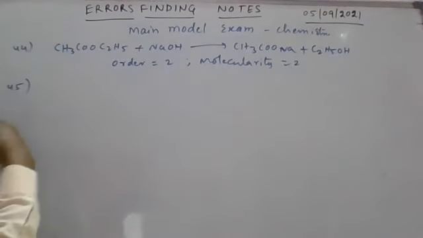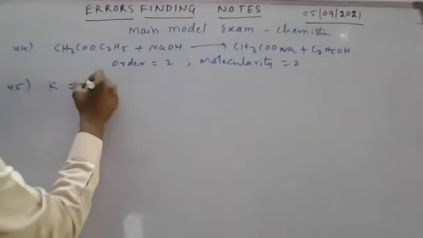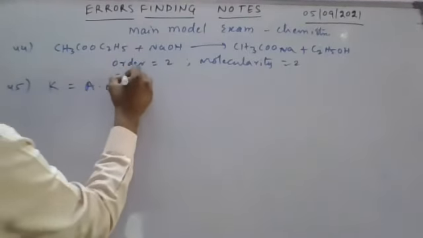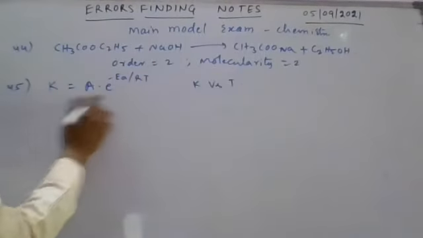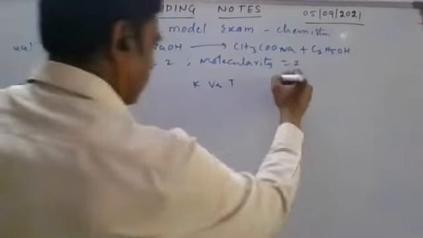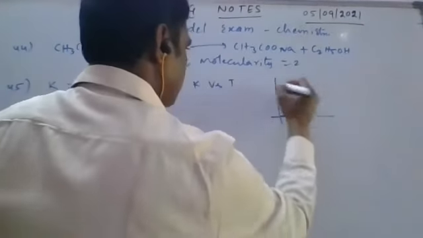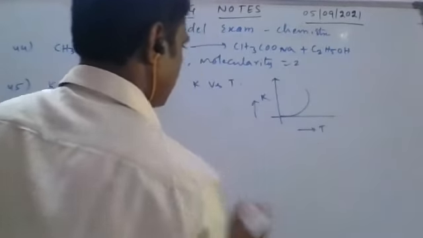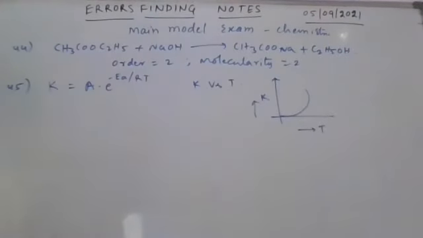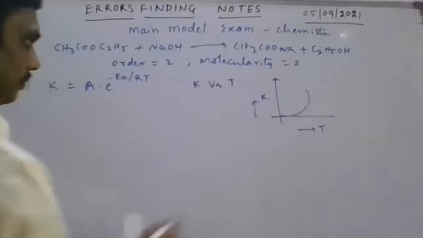Question number 45, Arrhenius equation: K is equal to A into e to the power minus EA by RT. Here K versus T, you get an exponential graph. Exponential graph means this is the graph: K on one axis, T on the other, exponential.